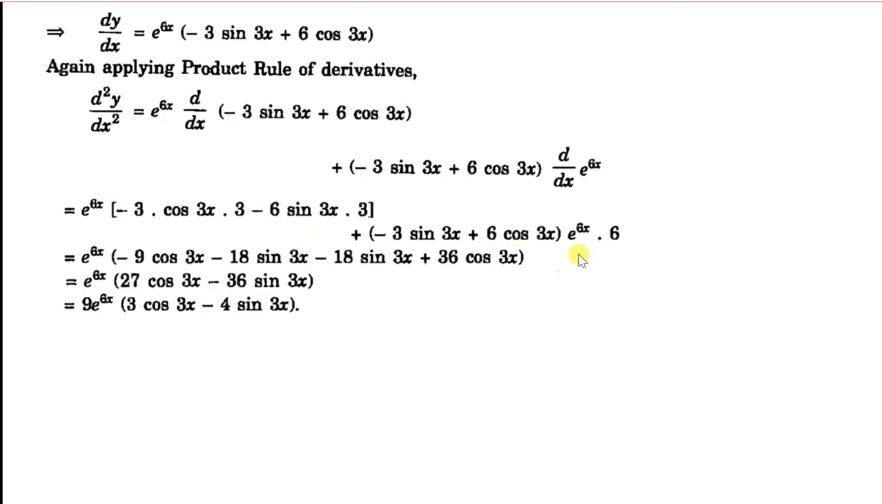Then e to the power 6x can be taken common from all the terms, and multiply 6 within the terms within the bracket, and then we will simplify the expressions. So 36 minus 9 becomes 27 cos 3x, and minus 18 sin 3x minus 18 sin 3x becomes minus 36 sin 3x. Now 9 can be taken common from the terms within the bracket, and this will be the result.